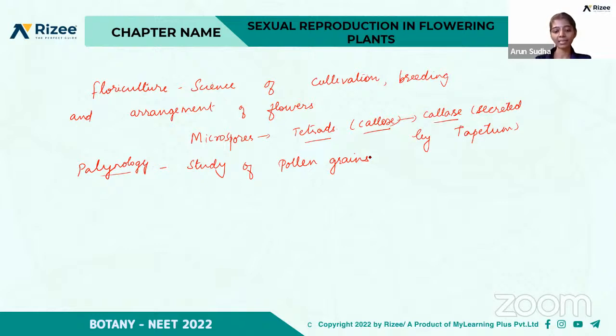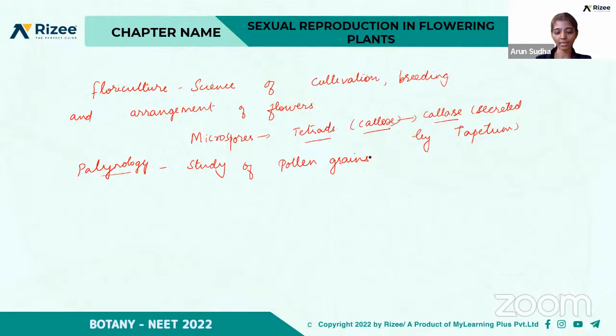Yeah, 16 is the right answer. I hope you're clear with the calculation. Each pollen mother cell will produce 4 microspore tetrads, as we know. So 4 pollen grains. If 64 pollen grains are to be formed, 16 pollen mother cells should undergo meiotic division. Yeah, 16 is the right answer.